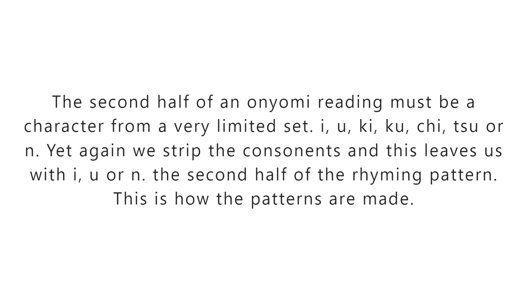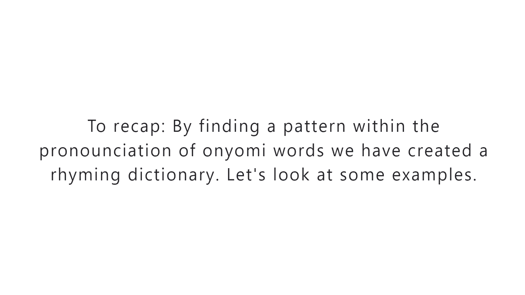The second half of an onyomi reading must be a character from a very limited set: i, u, ki, ku, chi, tsu, or n. Yet again, we strip the consonants, and this leaves us with i, u, or n, the second half of the rhyming pattern. This is how the patterns are made. To recap, by finding a pattern within the pronunciation of onyomi words, we have created a rhyming dictionary. And now let's move on to some examples.